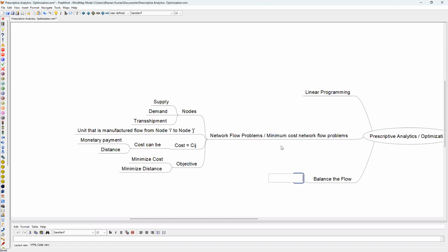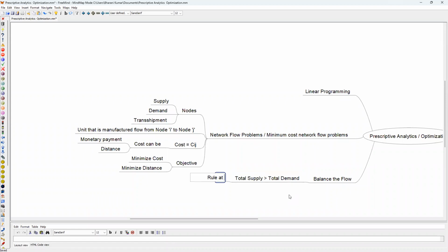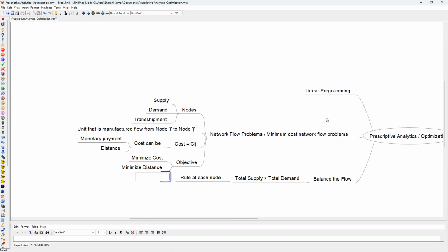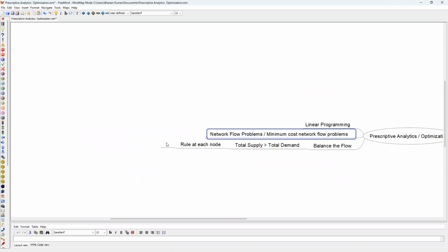Meaning, if you have total supply greater than total demand, then you'll have a rule at each node. This rule at each node would be: inflow minus outflow should be greater than or equal to supply or demand. First thing that you need to remember.